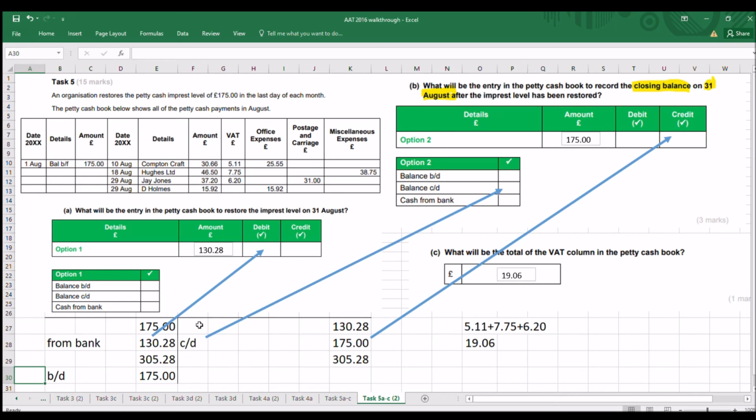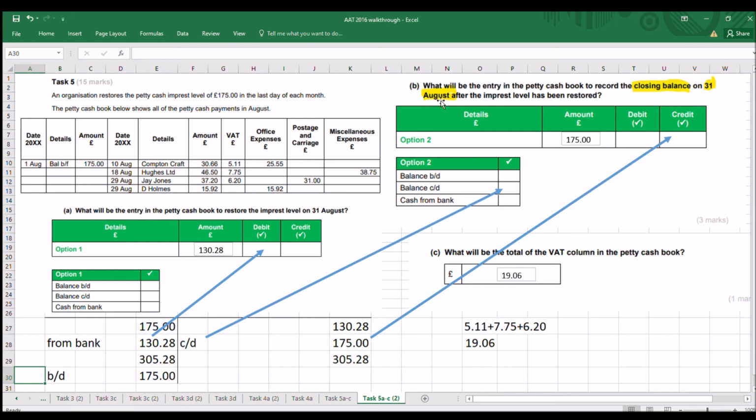So what you do is you just create the T account. Always revert to a T account in these things. So here's our brought forward amounts for the T account. There's our expenditure. So all of these amounts here all added up to this amount here. We've got to get back to £175. How do we do that? Well, we get £130.28 from the bank. So that'll be there. And because we've done our T account, we can see that it's on the debit side. So that was the answer to A.